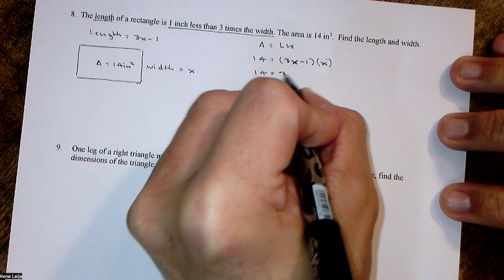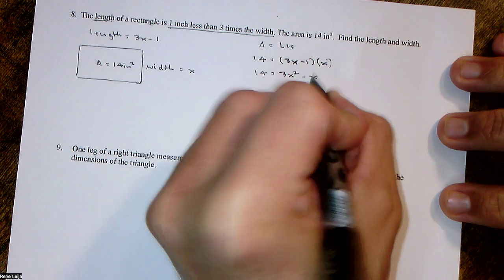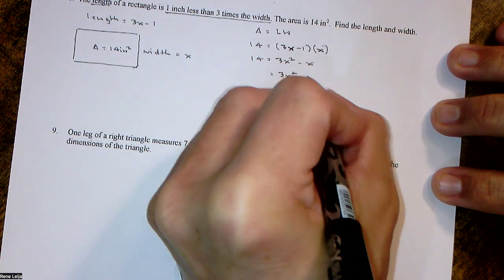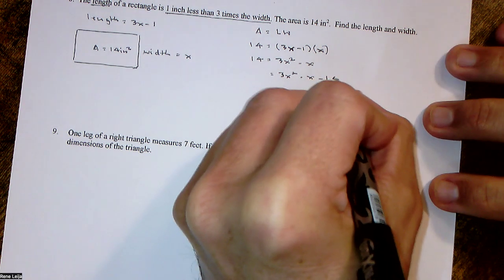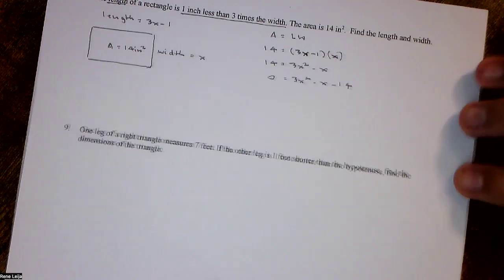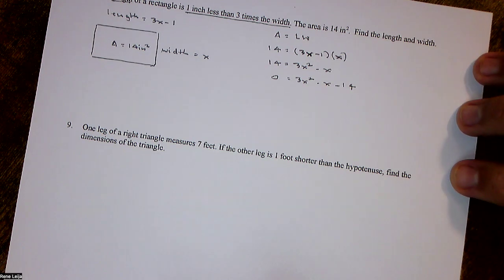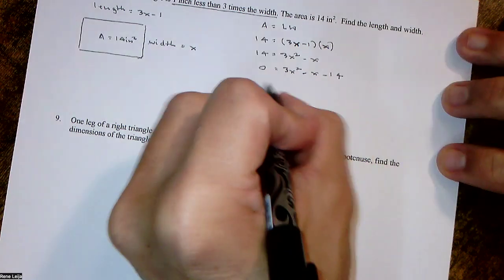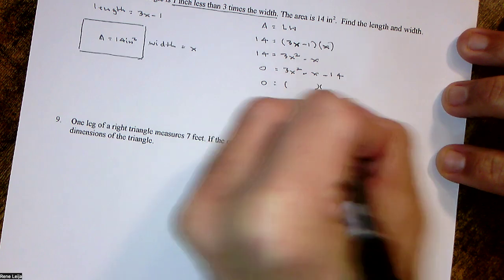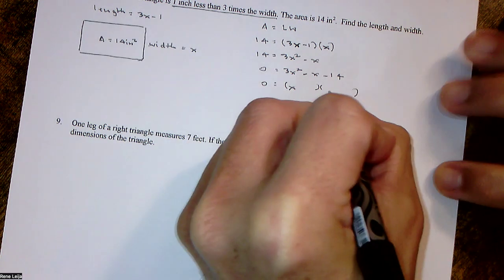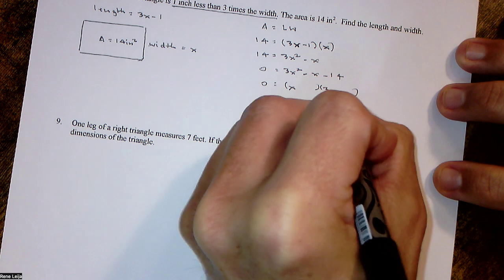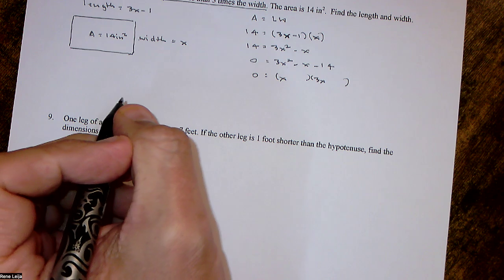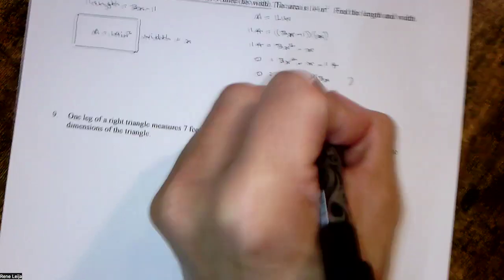So this is 3x squared minus x. Now I need to bring the 14 to the other side, and I'm going to set this equal to 0. And I need to factor this. 3x squared only factors one way. So that's 1 and 3, so x and 3x. And for 14, the two numbers that come to mind are 2 and 7.